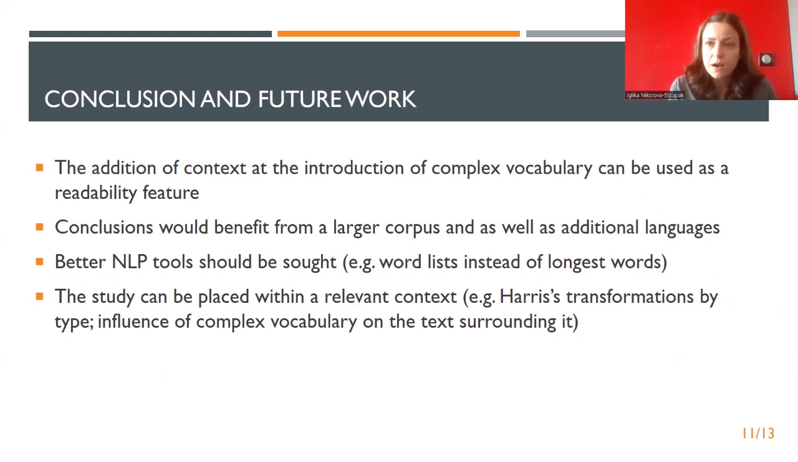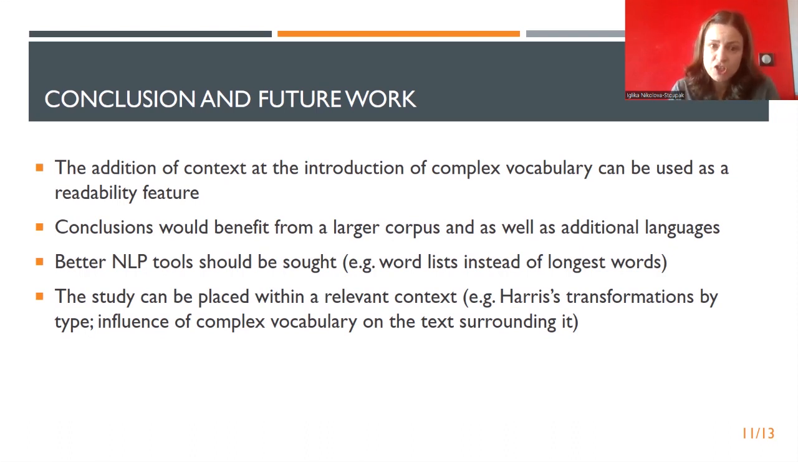So as a conclusion, the characteristic that has been sought in literary texts, namely the introduction of complex vocabulary through additional context in order to aid younger learners or younger readers or foreign language learners, is indeed present in a non-negligible number of cases. And it seems to have a link with the level of the reader and with the language in question. So I feel that it can already be used as a so-called readability feature that can be used to determine how complex a text is or what the most suitable audience for a text will be.